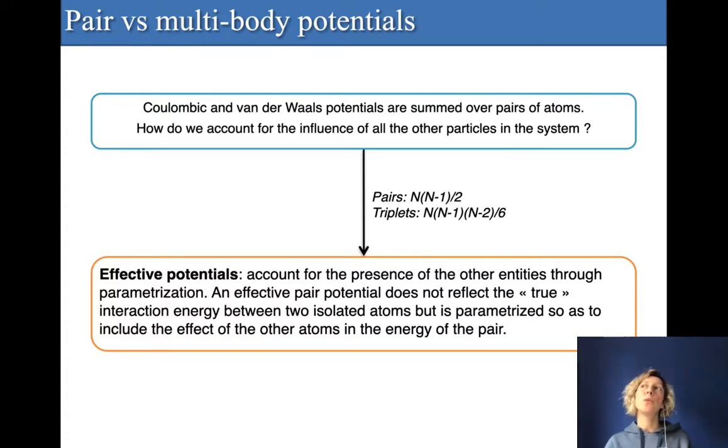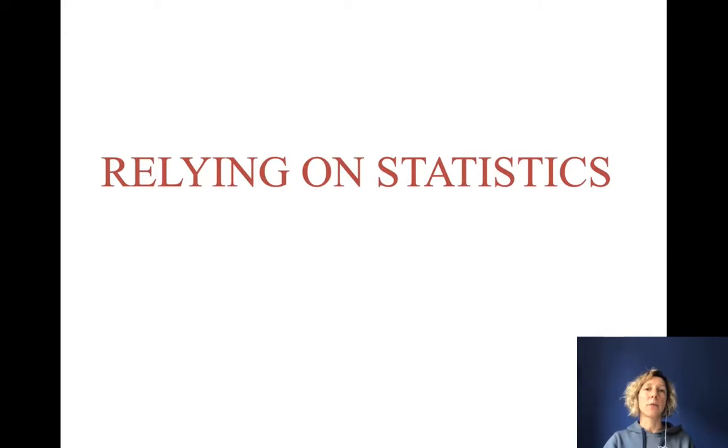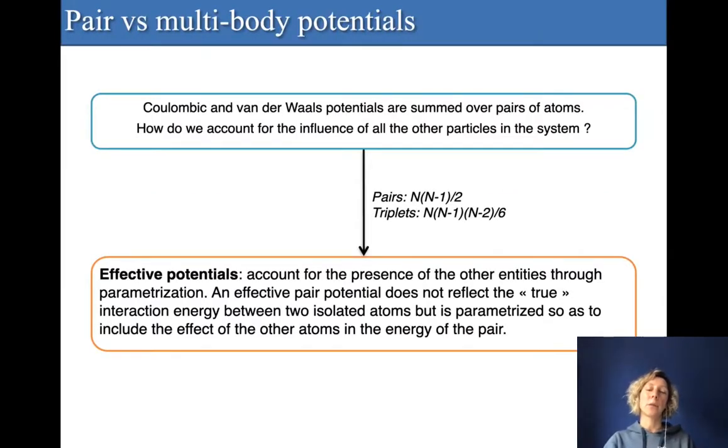So there is a way to account for the influence of the other particles in the system using effective potentials. This is to account for the screening effect that you will have because of the environment. So you don't have the true interaction energy, but the parameters allow you to include these effects of the other atoms in a mean way, let's say an average way. Okay, so that's really the first class of potentials, these force fields, which are quite accurate, but they have many parameters and they have some limitations.